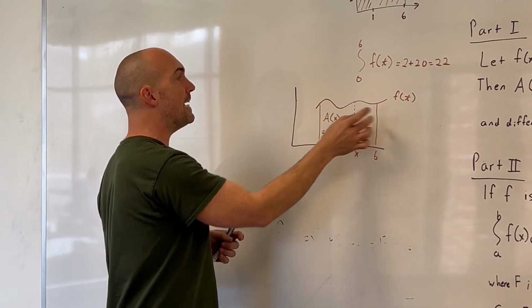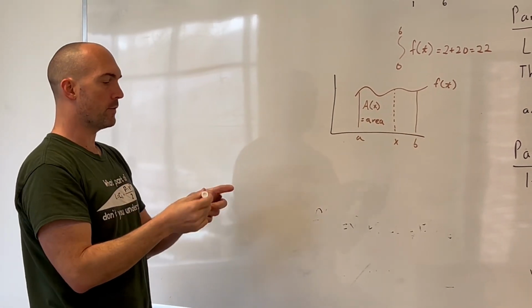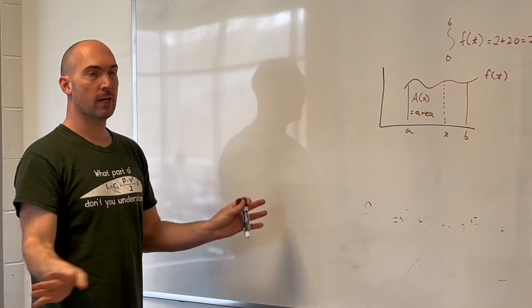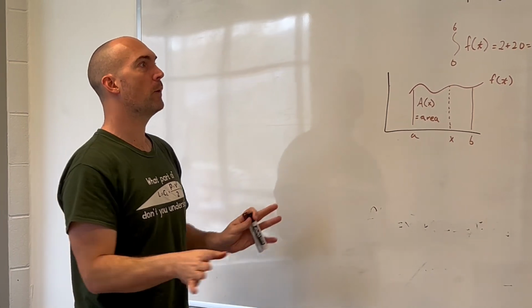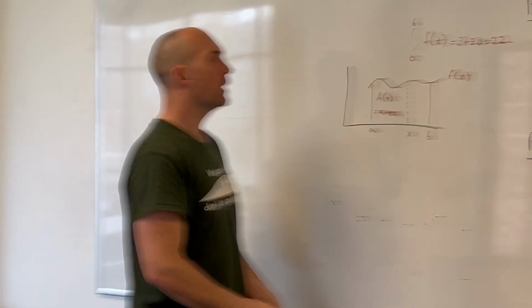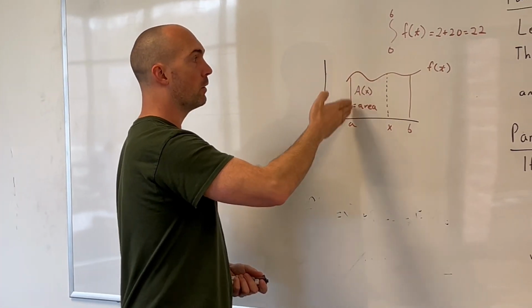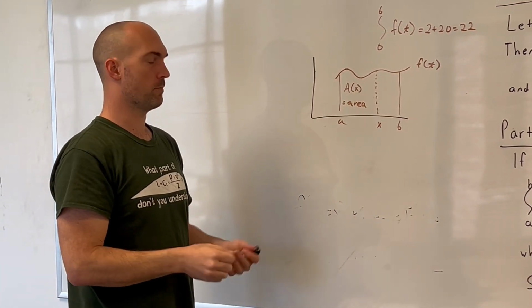Specifically, this guy is the antiderivative of this, and it's gonna kind of put all this stuff together. If you know nothing else, that's the thing I wanted to take away from this part one, that we are making a relationship between the integral, the area under the curve, and the antiderivative.